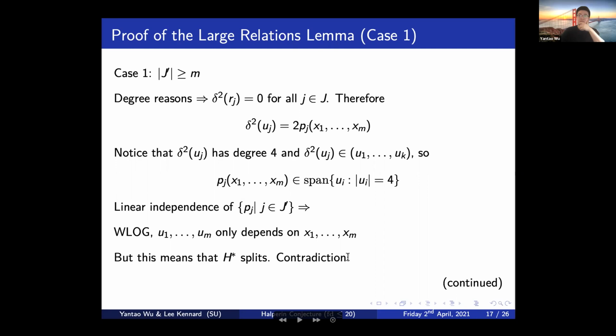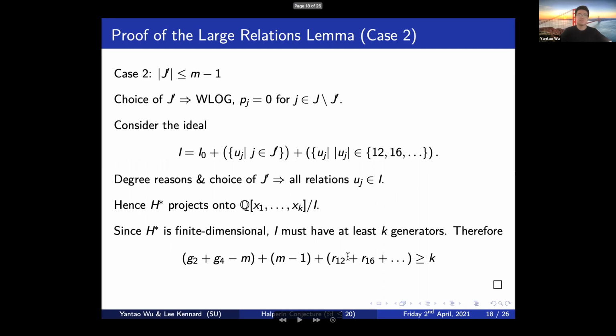So in the other case, it's case 2. It says that J prime has size at most M-1. By the choice of J prime, we assume that the head terms of anything not in the basis will become 0, because we can perform a change of basis to subtract them. And we construct an ideal.